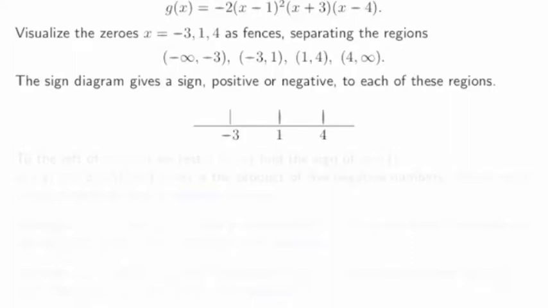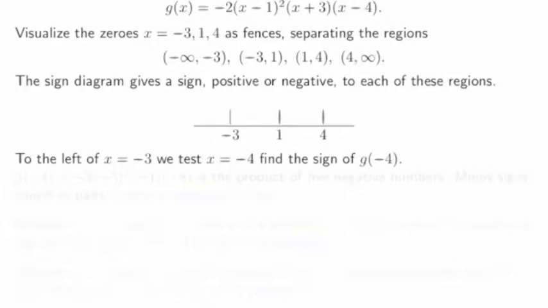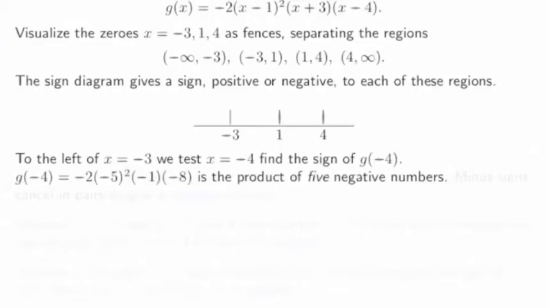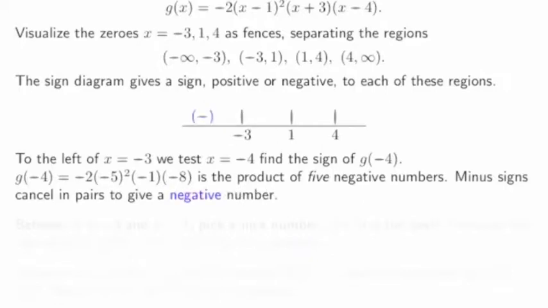To the left of x equals minus 3, test some value. We could test minus 4, for example. If you work it out, we get the product of 5 negative numbers. So we have a negative number to the left of minus 3, since the 5 minus signs will cancel in pairs, leaving one minus sign still there. To the left of minus 3, the function is negative.